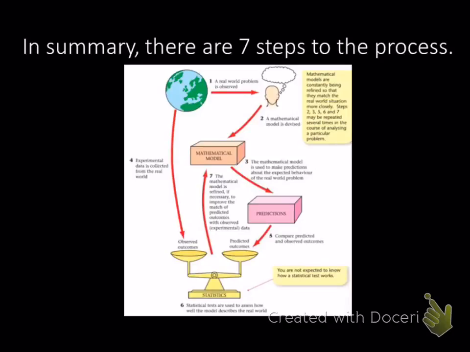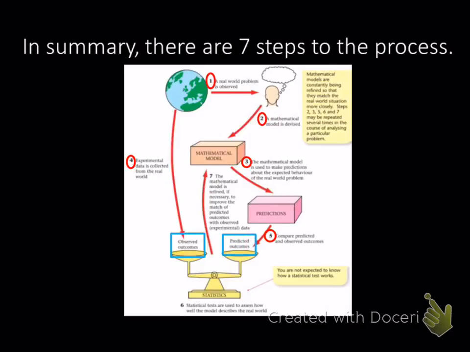So in summary, there are 7 steps to the process of mathematical modelling. The first step is to consider a real-life problem. And the second step is to then create a mathematical model, develop equations to represent that real-life problem. Number 3, we then use these equations to predict what might happen, and we collect some real data, some experimental data, and we compare the predictions with the actual observed outcomes.